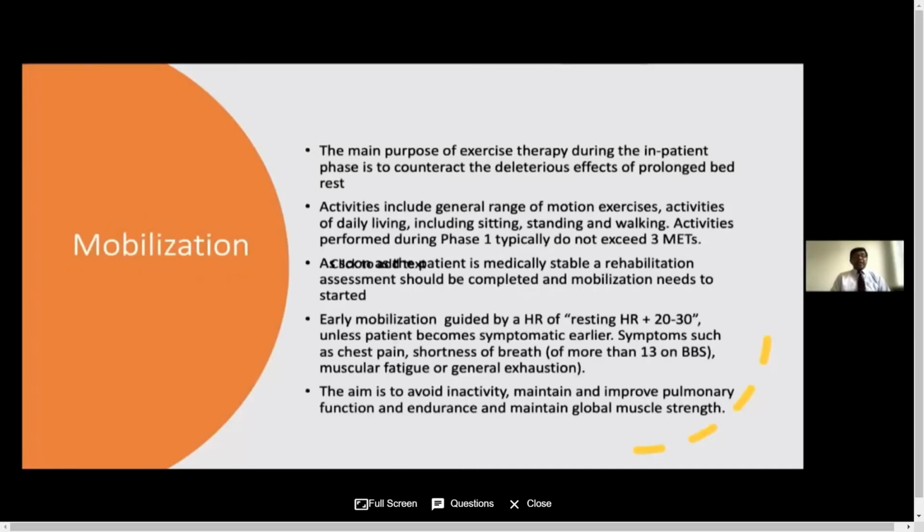The next thing I am moving to is mobilization. This is the most important part of cardiac rehabilitation in hospital. The main purpose of exercise therapy during the inpatient phase is to counteract the deleterious effects of prolonged bed rest. Activities include general range of motion exercises and activities of daily living, including sitting, standing, and walking. Activities performed during phase 1 typically do not exceed 3 minutes.